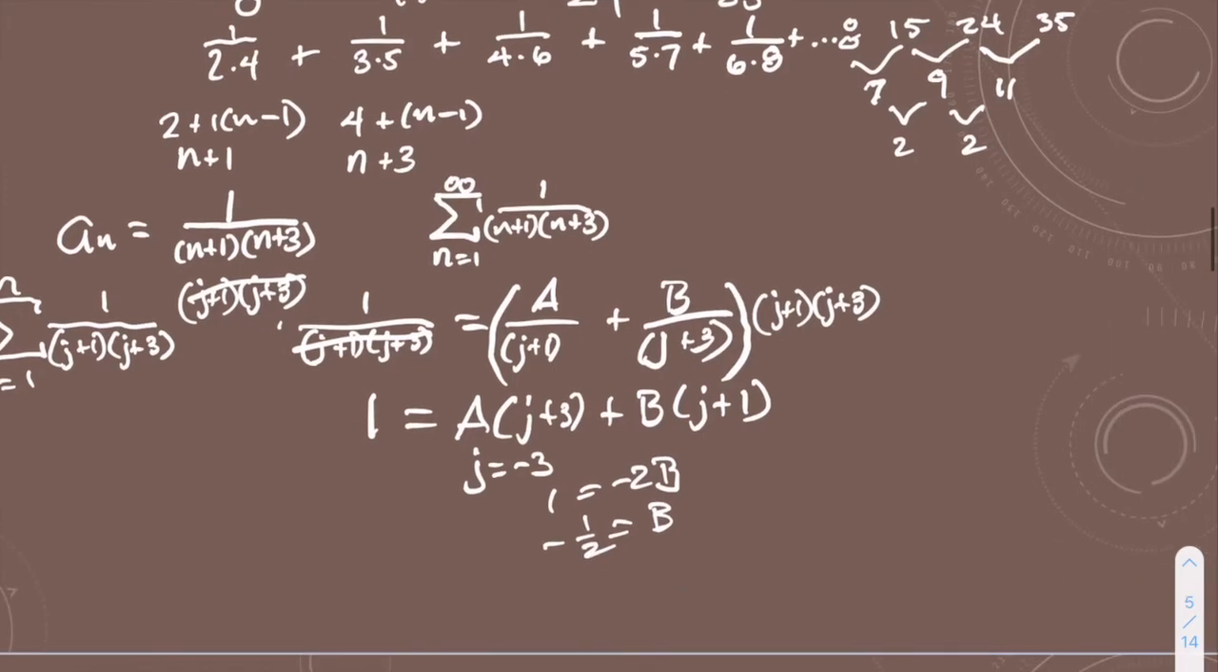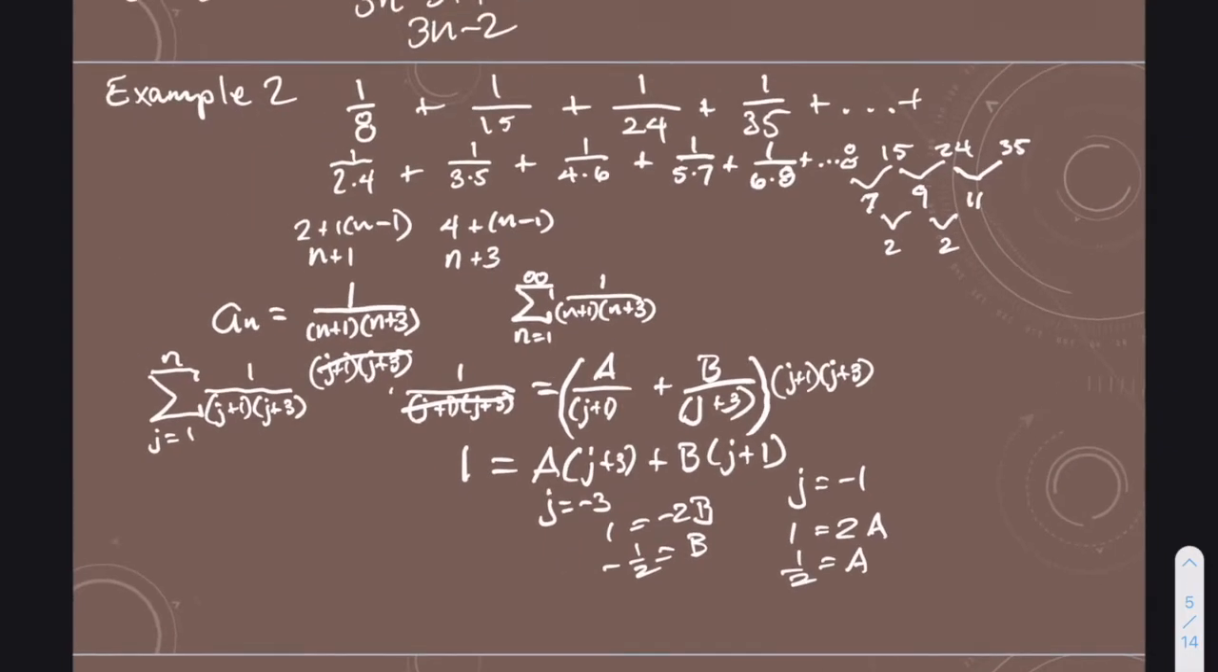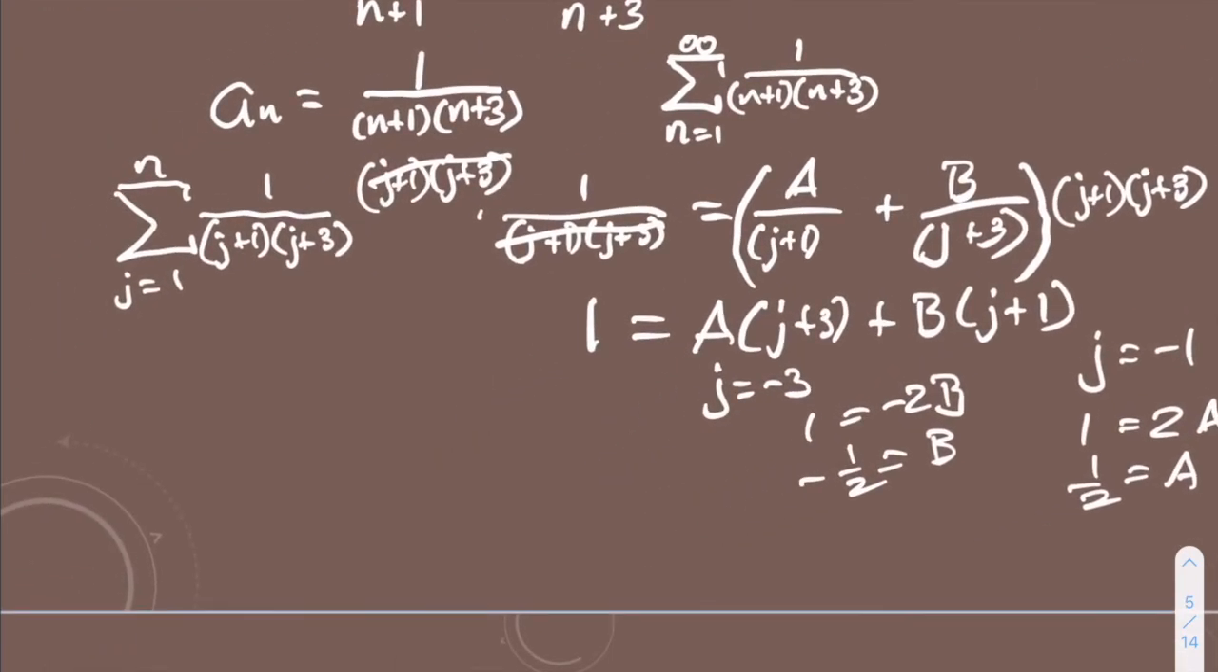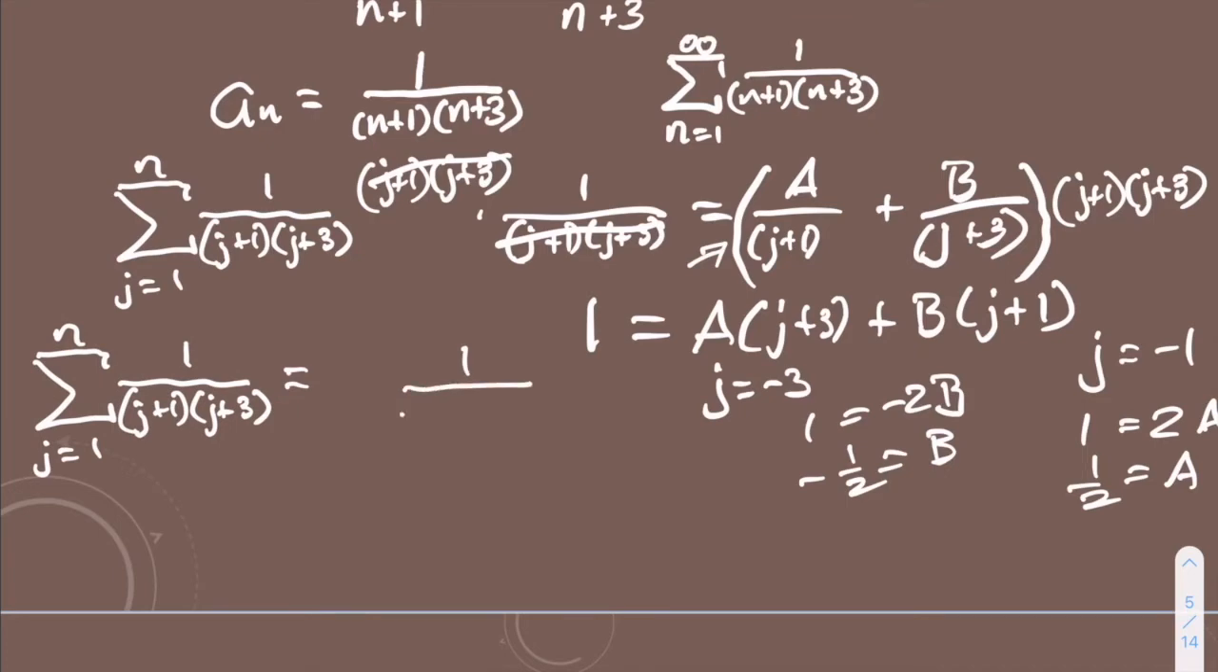And so that's one case. Another case is going to be when j is equal to negative 1. And that's going to turn the B term into 0, but negative 1 plus 3 is 2, so I get 2A is equal to 1. And so that means that A is equal to positive 1/2. Okay, we're going to use that information now. We're going to take this phrase and replace the A and the B, and now this term becomes 1 over 2 times j plus 1, minus 1 over 2 times j plus 3.